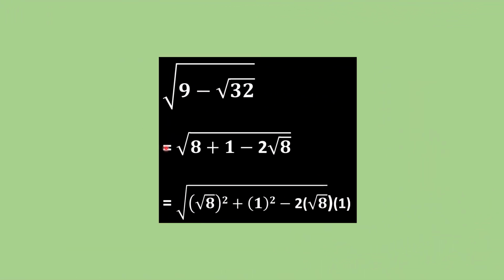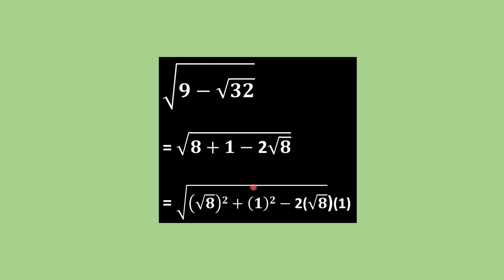So the expression is square root of 8 plus 1 minus 2 root 8. Now 8 is written as root 8 whole square. Square root of 8 whole square is 8. 1 is 1 square. And 2 root 8 can be written as 2 into root 8 into 1.